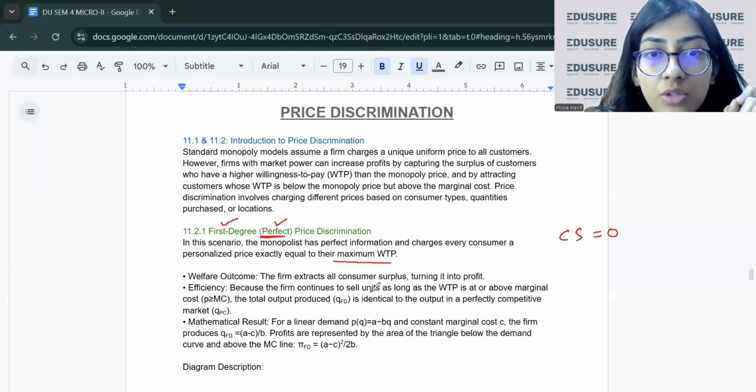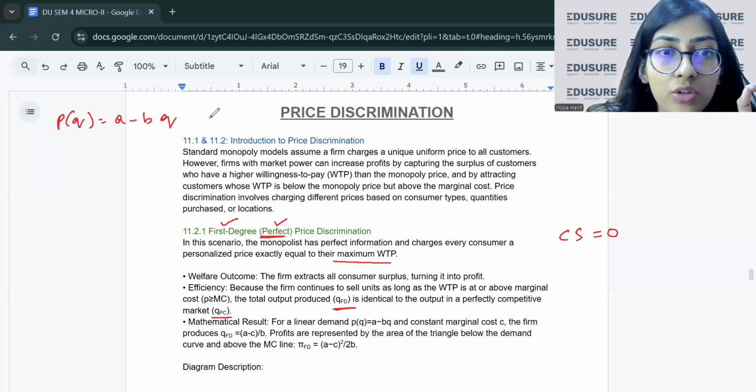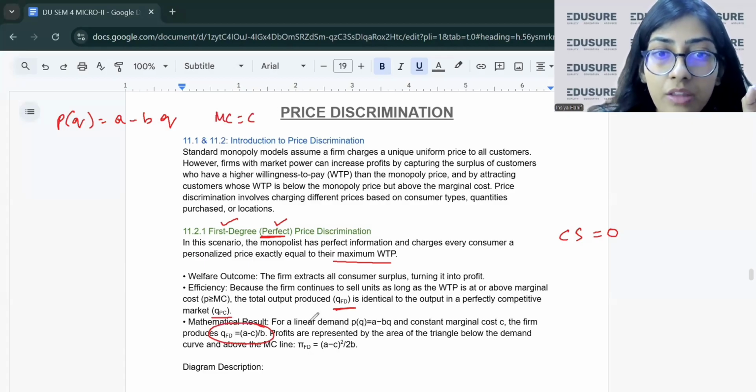Efficiency: because the firm continues to sell units as long as the willingness to pay is at or above marginal cost, the total output produced is identical to the output in a perfectly competitive market. Okay, so total output is going to be identical. Mathematical result: for a linear demand curve, if we have P(Q) is equal to A minus BQ and constant marginal cost, which is MC is equal to C. Okay, so the firm will produce Q_FD, which is (A minus C) by B. Profits are represented by the area of a triangle below the demand curve and above the MC line.